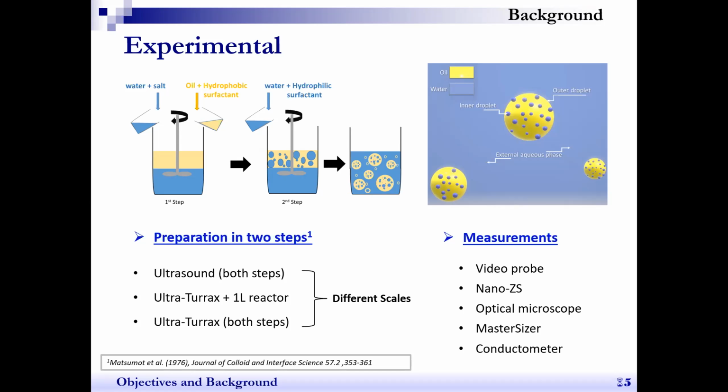In order to prepare the double emulsion, we used ultrasound, an Ultra-Turrax, and also a 1 liter stirred tank. By doing so, we could move across different scales of study. For example, the emulsification time, the size of the droplets, and scales of turbulence, and we could study all of them. We use a video probe, Nano-ZS, optical microscopy, and also a Mastersizer in order to follow the size of the double emulsion, the inner and outer droplets, and we also use a conductometer to track the release of salt to the external aqueous phase.